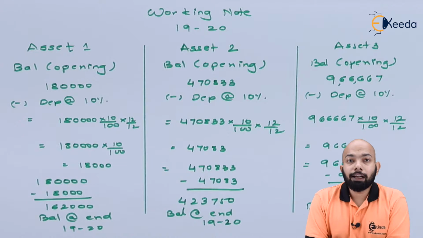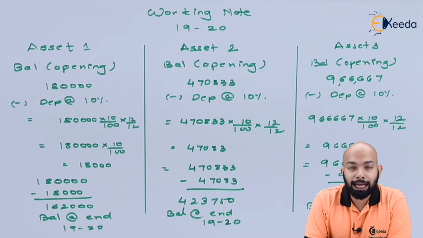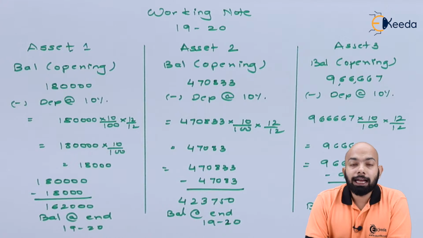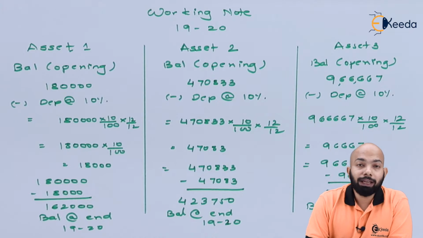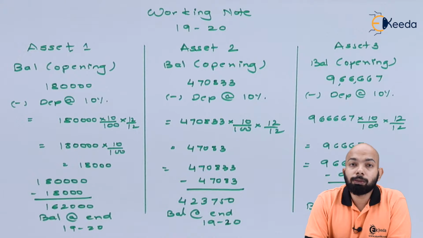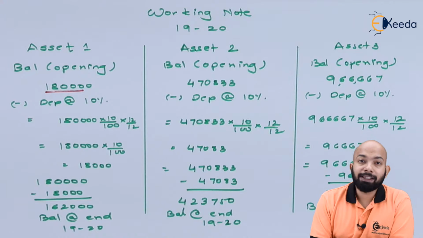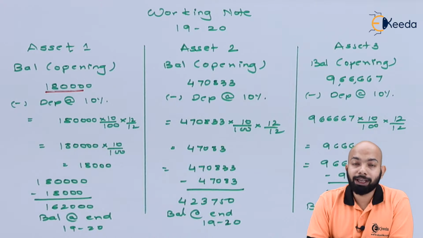So if you can see, we have calculated the working for the next financial year, that means year 19-20 as well. The balance as of the previous year, that means 18-19, will be the opening balance for this specific year's depreciation calculation. So for asset 1, we had a closing balance of 1,80,000, which will be the opening balance for the second year depreciation. Depreciation is provided at 10%, which will again be on reducing balance.